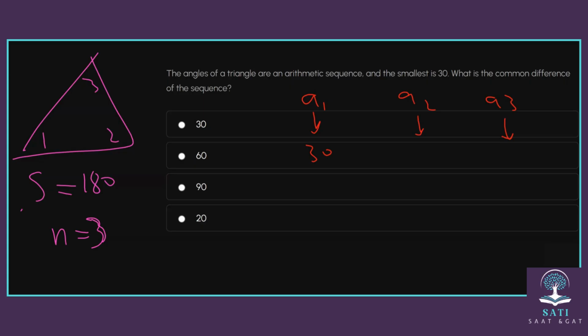Another way, you try the choices. If the first one here is 30, and the difference is 30, then for the second one you add 30, so it's going to be 60. You add 30 again, it's going to be 90.